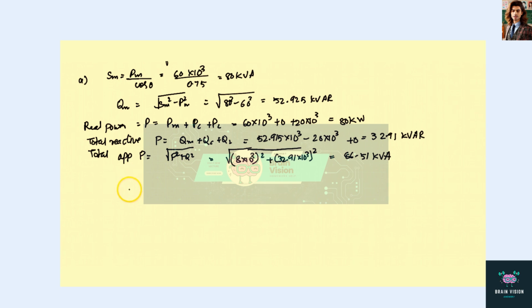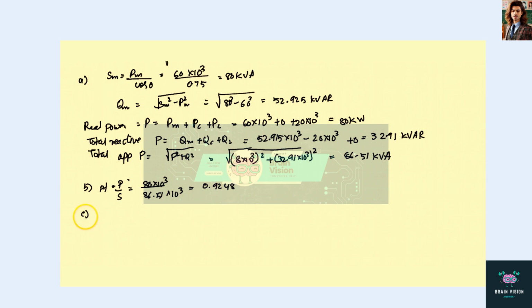Now for B part, finding the overall power factor, which is equal to P by S, 80 into 10 raised to the power 3 divided by 86.51 into 10 raised to the power 3, which is equal to 0.9248.